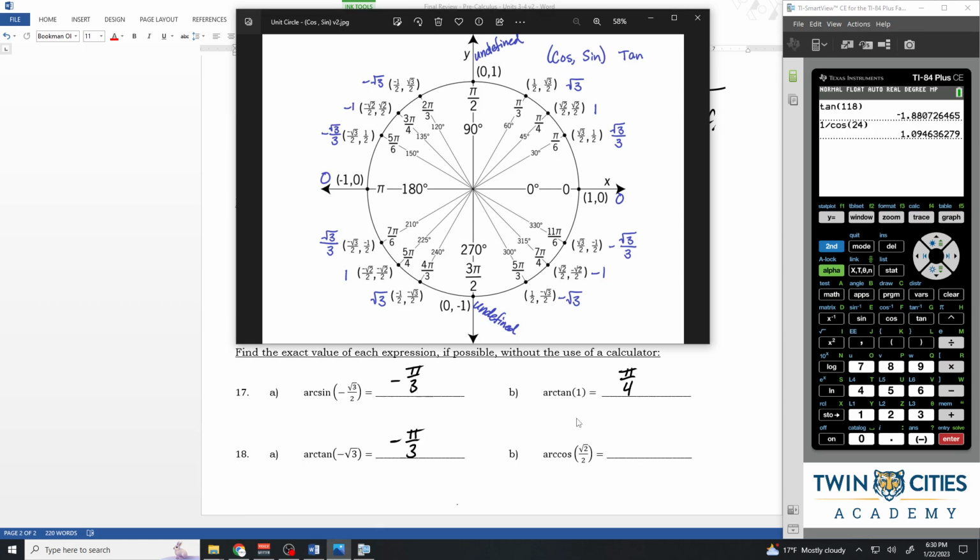And lastly, arc cosine of square root of 2 over 2. So arc cosine is going to use the top half. On the top half, where is the cosine square root of 2 over 2? Okay, right here. So that is pi over 4.